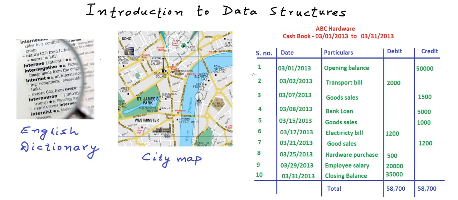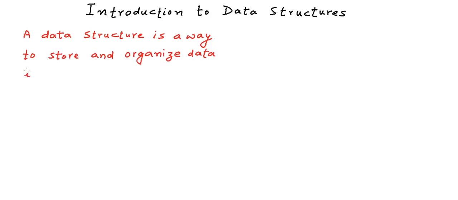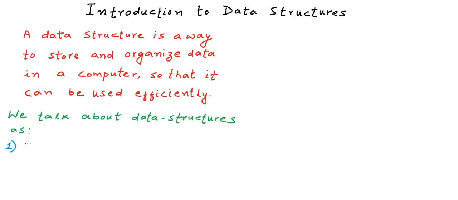Formal definition of a data structure would be that a data structure is a way to store and organize data in a computer so that the data can be used efficiently. When we study data structures as ways to store and organize data, we study them in two ways. One, we talk about them as mathematical and logical models. When we talk about them as mathematical and logical models, we just look at an abstract view of them. We just look from a high level at what all features and what all operations define that particular data structure.